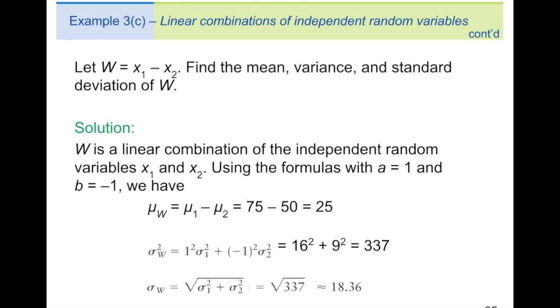Now, let w equal x sub 1 minus x sub 2. Find the mean, variance, and standard deviation of w. W is a linear combination of the independent random variables x sub 1 and x sub 2. Using the formulas with a equals 1 and b equals negative 1, because it was a minus, we have, again, plug and chug for the mean, variance, and standard deviation.